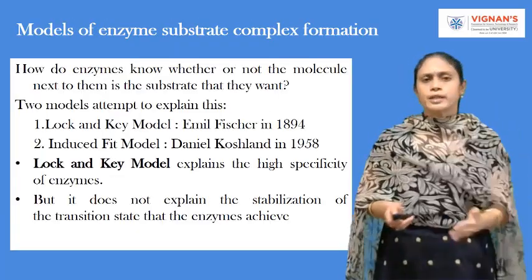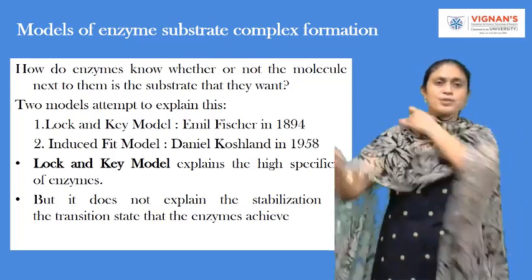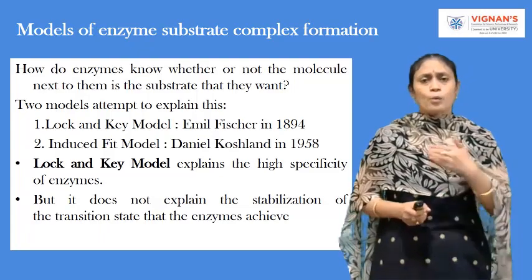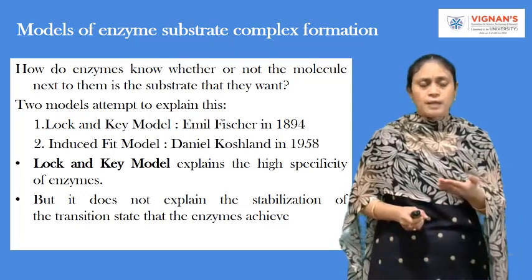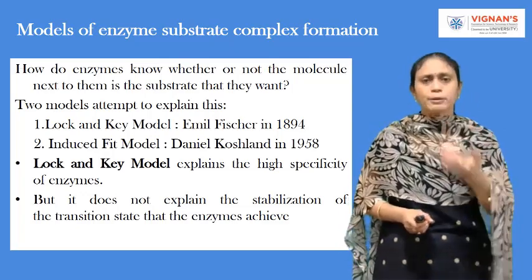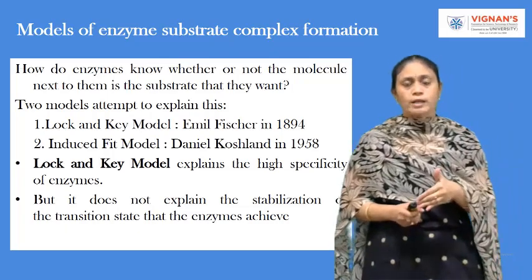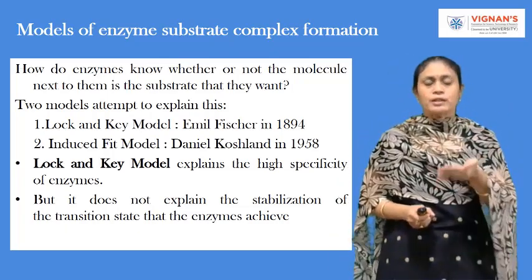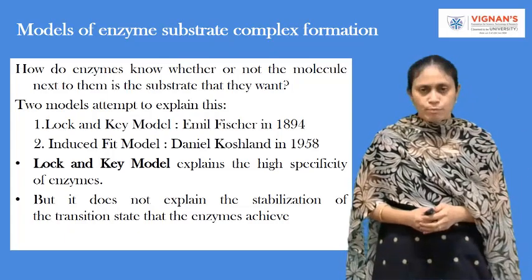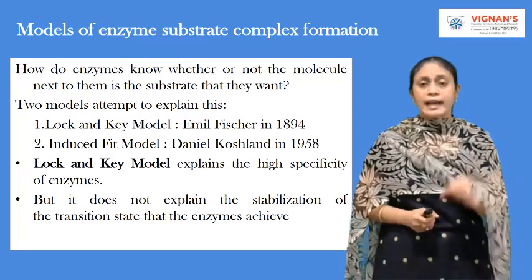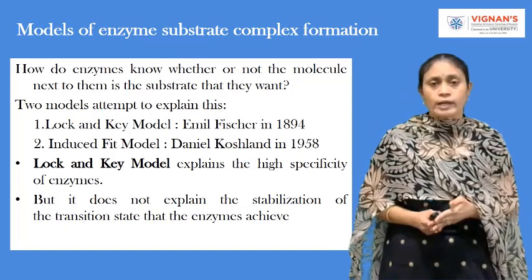Now we are going to learn about various models of enzyme substrate complex formation. Now we have a question. How do enzymes know whether or not the molecule next to them is a substrate that they want? There are two models that attempt to explain this question. The first model is the lock and key model, proposed by Fisher in 1894, and the second model is the induced fit model, proposed by Koshland in 1958. So first we are learning about the lock and key model.